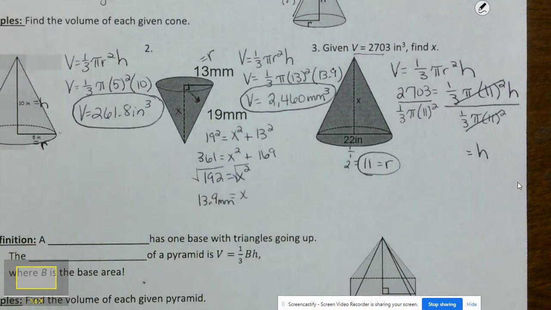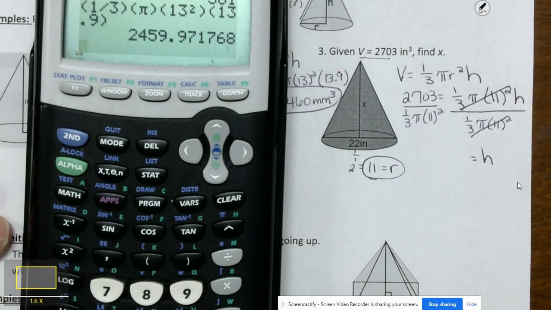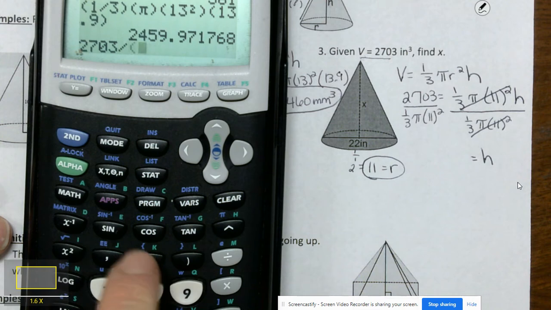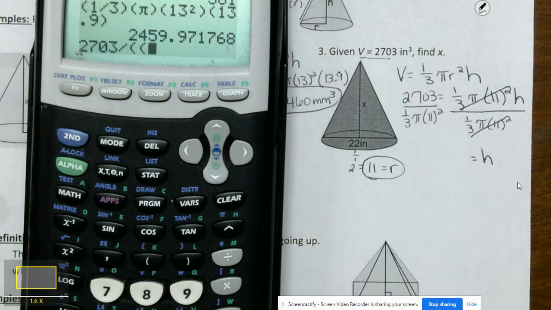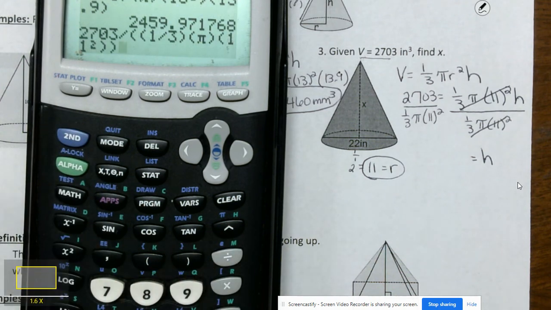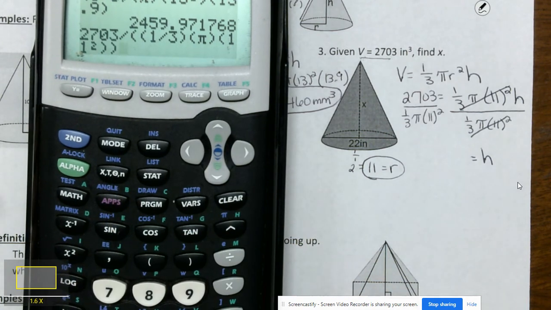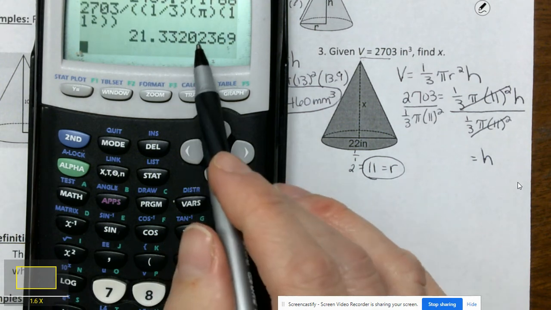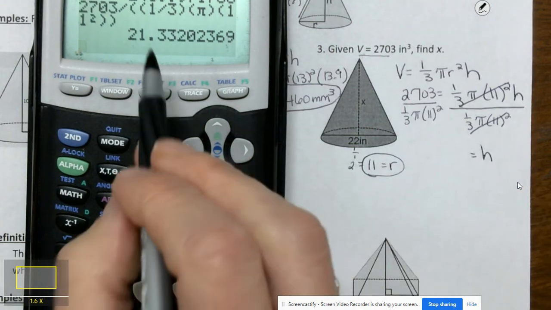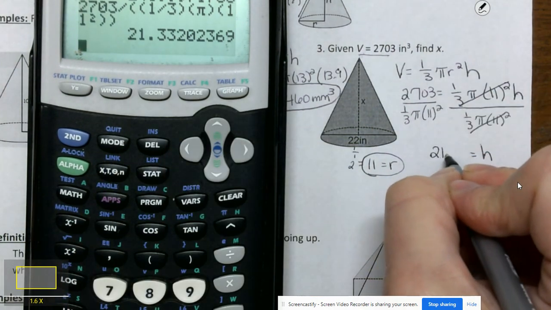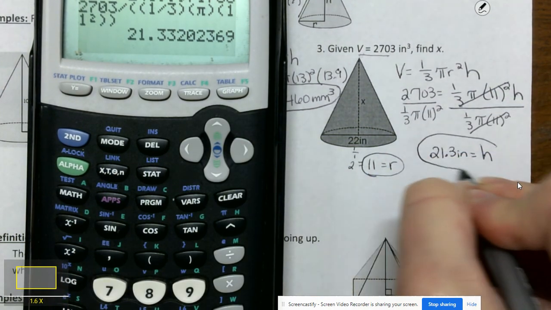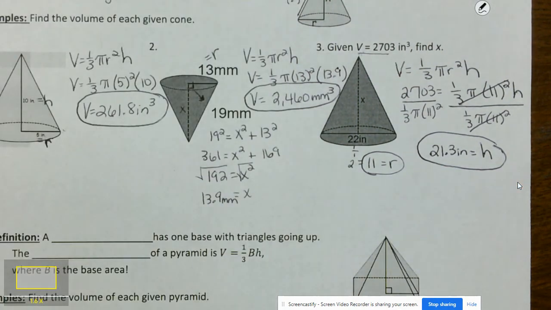Now this stuff I'm going to put in the calculator. So we've got 2703 divided by, and I'm going to do double parentheses there. So 1/3 times pi times 11 squared, and then I'm going to close off the parentheses. That means that all of this is in the denominator. You'll be able to see that if you use your scientific Desmos calculator. You'll see it that way. All right, so we get that our h is equal to 21.3 inches. h equals 21.3 inches.